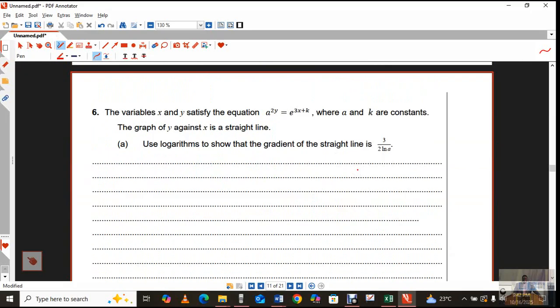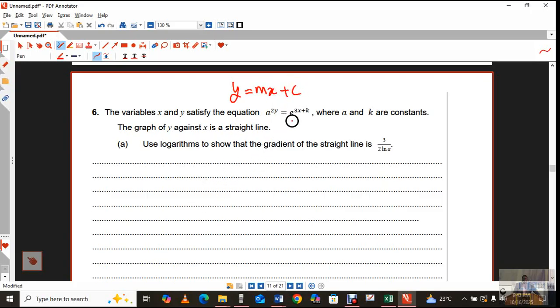Alright, that brings me to question 6 of the question paper. It says the variables x and y satisfy the equation a raised to the 2y is equal to e raised to the 3x plus k, where a and k are constants. The graph of y against x is a straight line. Use logarithms to show that the gradient of the line is equal to this value. So we're going to try to write this in the form y equals mx plus c.